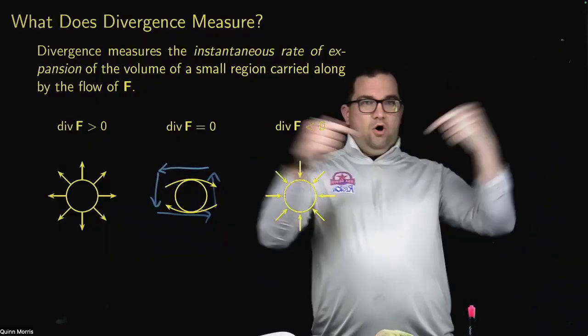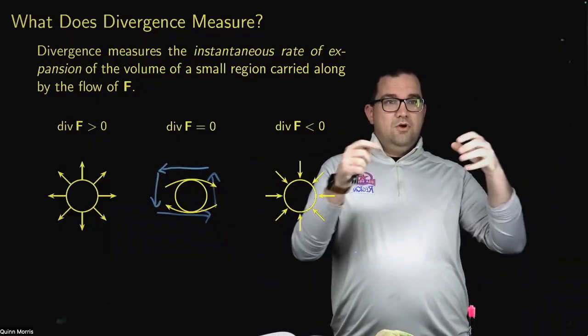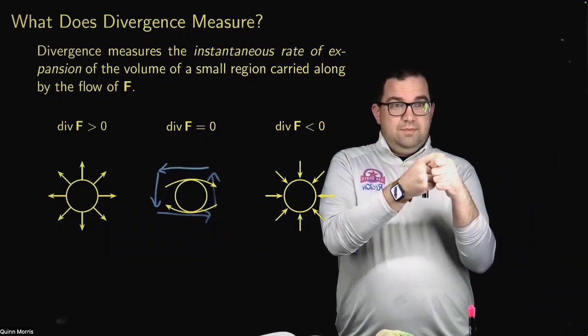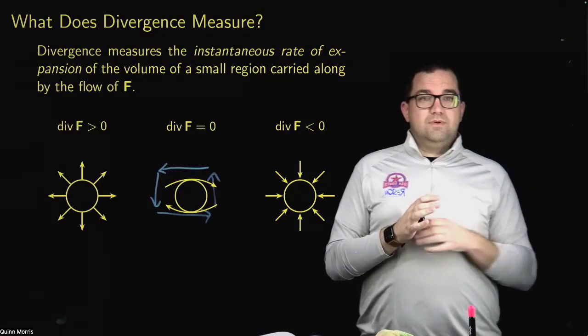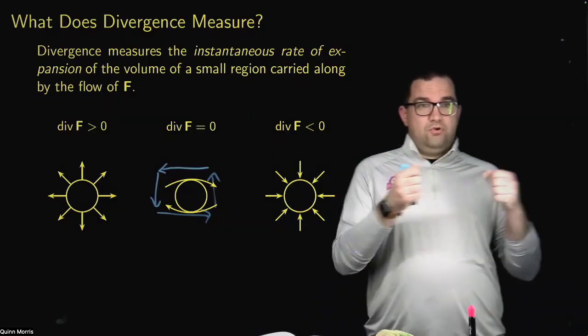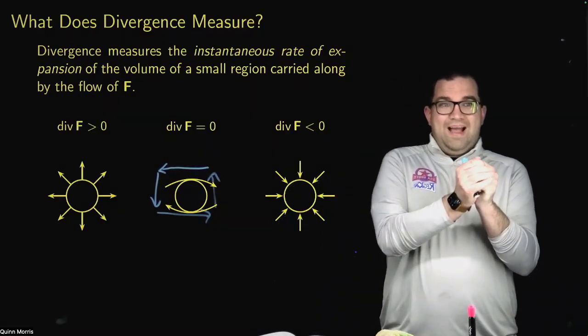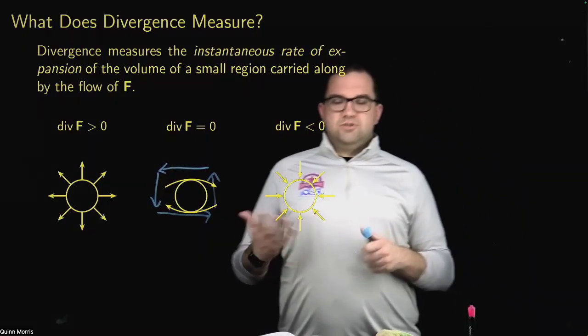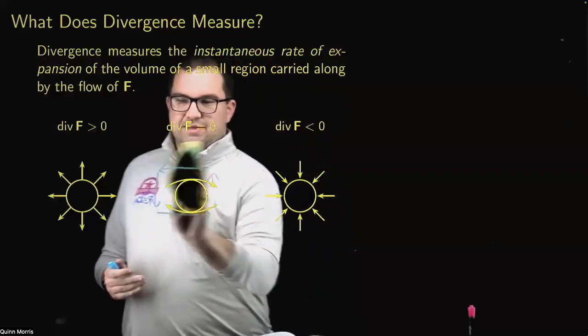If you drop it in and all your flows are coming in, then however big that dot was, it's going to get even smaller. It's going to be compressed. So we would say that's negative divergence, because that volume is going to be contracted instantaneously when you drop it in there. Now, these are idealized representations.